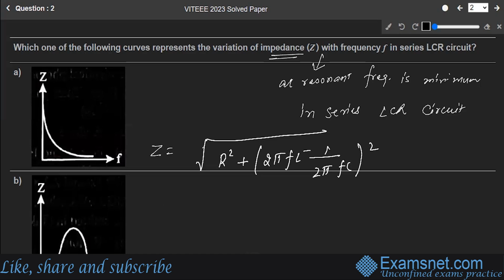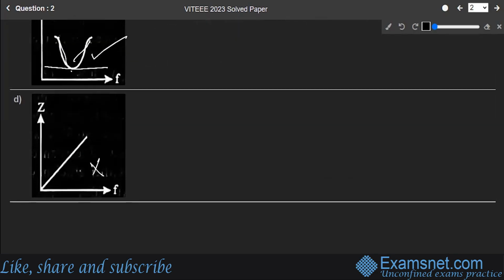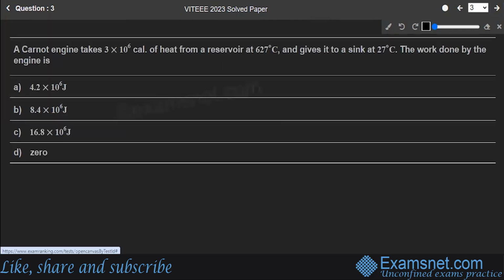So when the frequency is increased or decreased, in both the cases, Z increases. This is not possible over here. This is not possible because in case of increase or decrease, the Z is decreasing, and this is the right one because in case of decrease or increase in the frequency, the Z is increasing. And this is even not. Option C is the correct answer. Hope you understood that. Let's move to the next question, number 3.